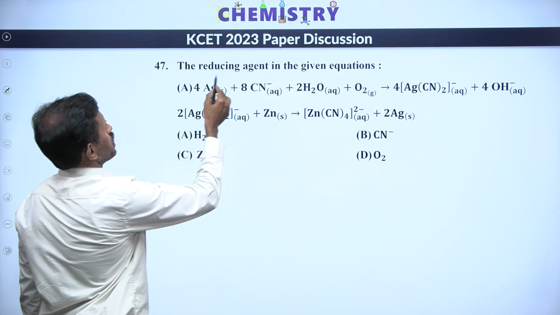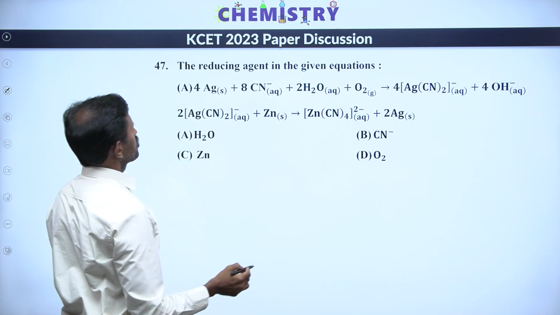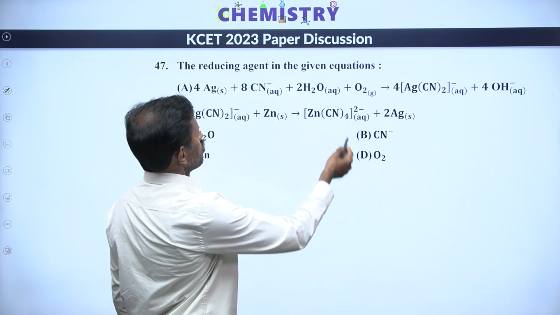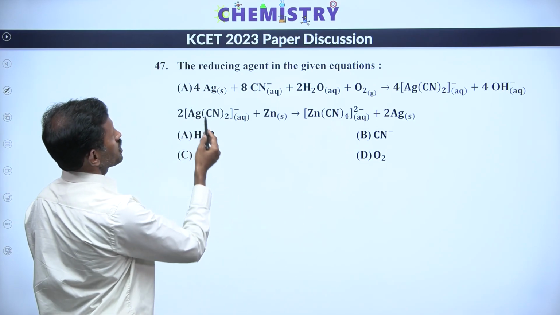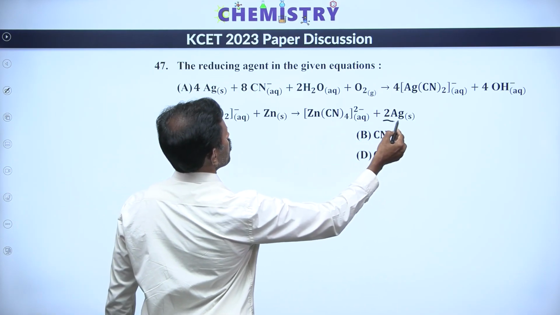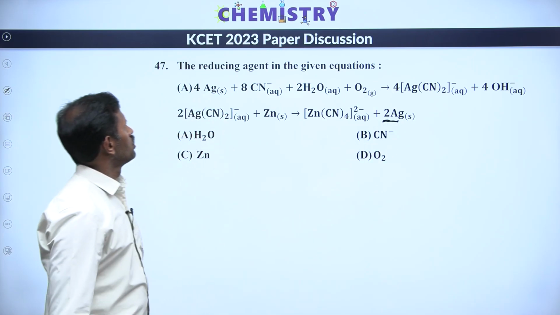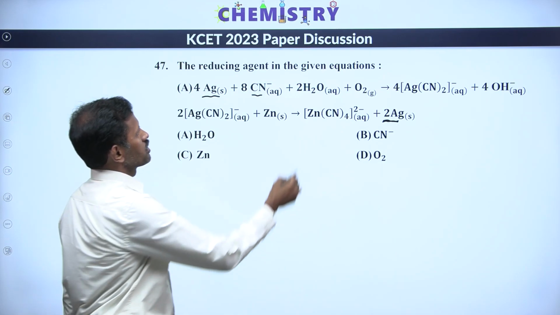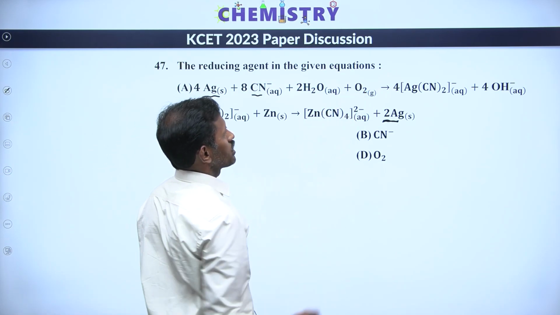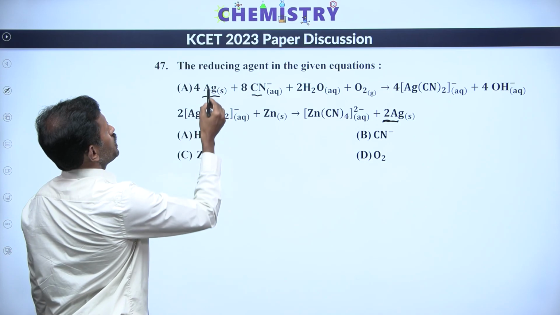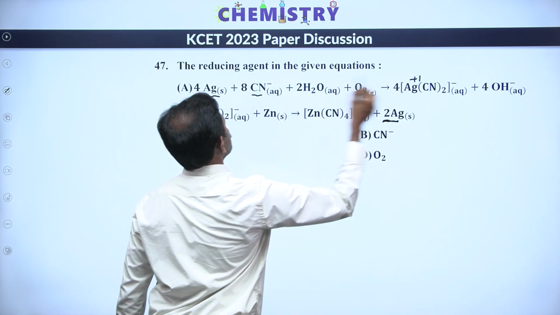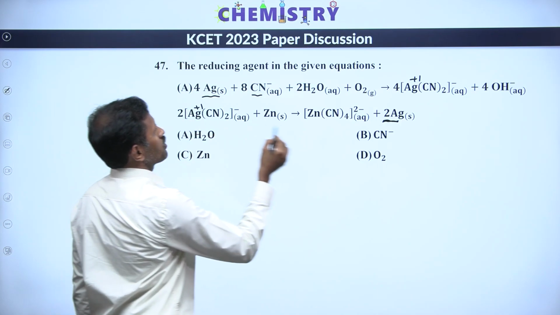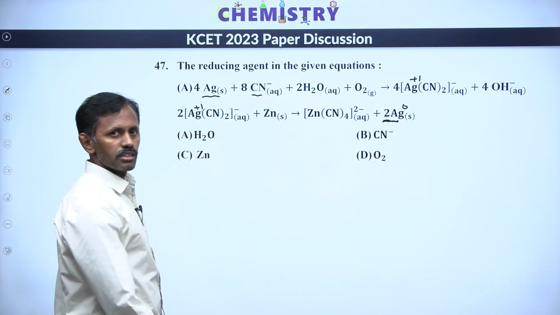Next question, the reducing agent in the solution. This is the extraction of gold, as per the equation here, using maybe zinc, gold or silver. The silver is reacting with cyanide ions in the presence of oxygen. Here Ag will become Ag+, so it undergoes oxidation in the first step, and in the second equation Ag+ will become 0. So, that is the reduction.